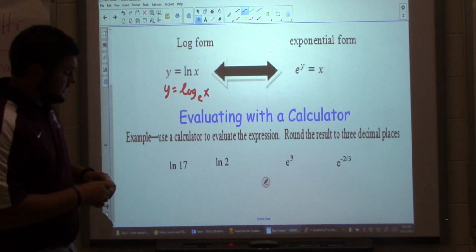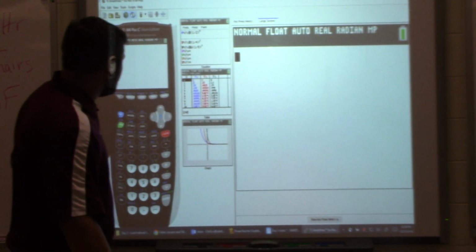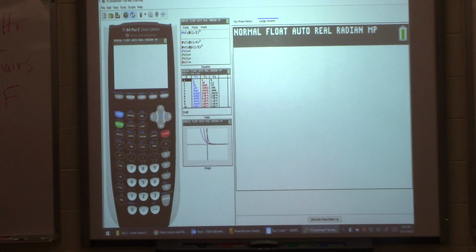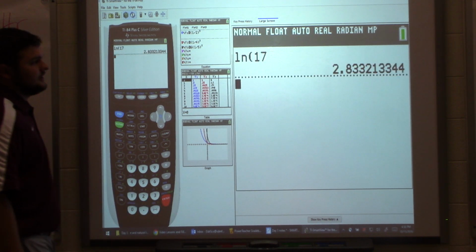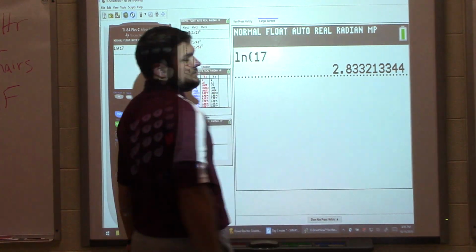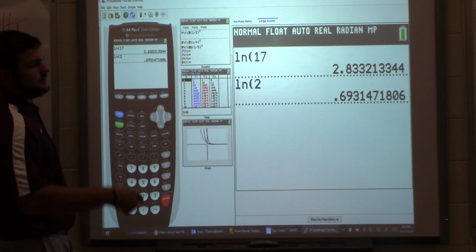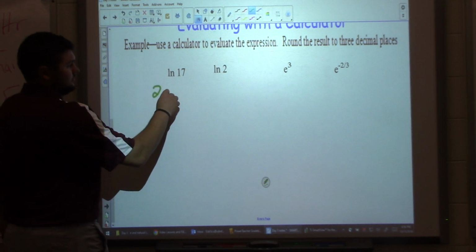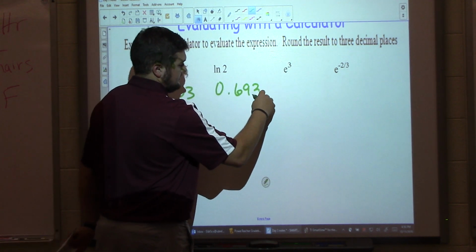On our calculators, we already have a really nifty button. If you get your calculator out, you should be able to look right underneath your log button. There should be an ln button. So if we're trying to evaluate things, such as the natural log of 17, I did ln 17, hit enter. Down into 3 decimal spots, probably about 2.833. Right? Same thing for the natural log of 2. ln 2, 0.693.